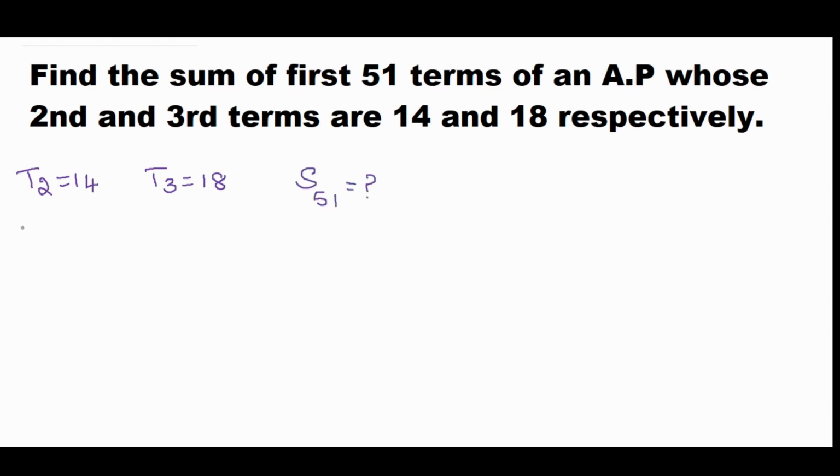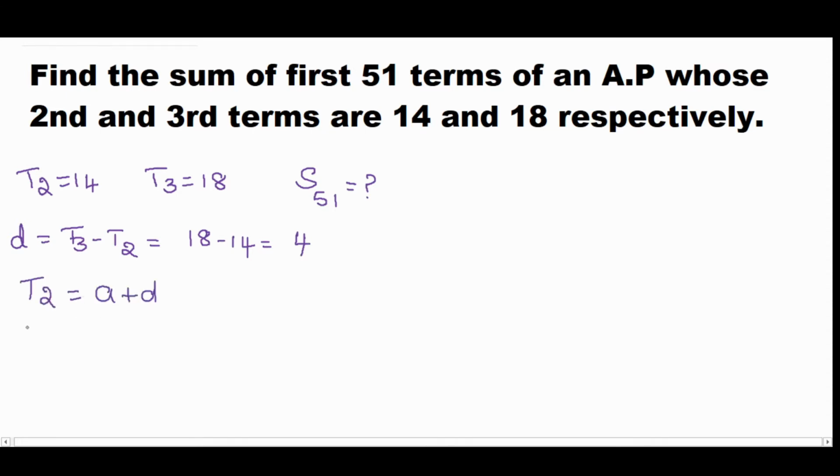Let's find D. It's very easy to find D because T3 minus T2 is nothing but D. So you get 18 minus 14, which is 4. So D value is 4. I need to find A value. To find A value, I'll go with T2. T2 is nothing but A plus D. Already I know T2 value, it's 14, which is equal to A plus D, and D is 4 there. So A becomes 14 minus 4, which is equal to 10. So A value is 10 and D value is 4.